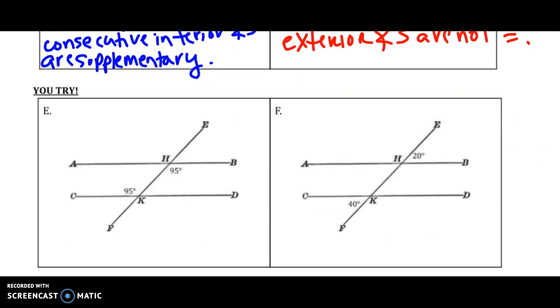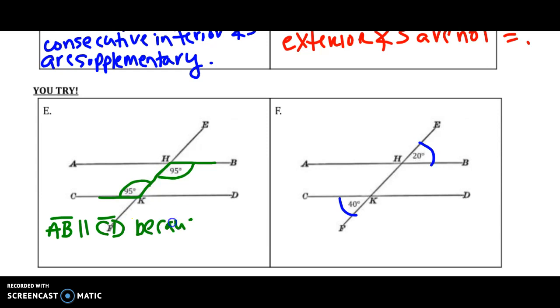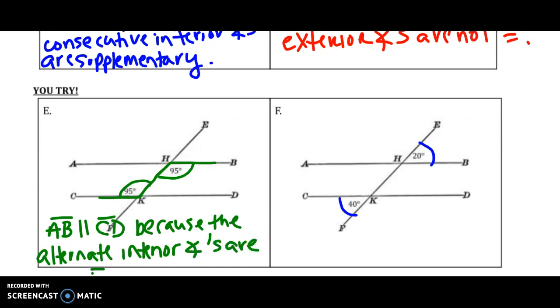Pause the video here, restart the video once you have answered both of these. At this point, I hope that you have tried E and F. So in E, they give us two angles that are inside the parallel lines on opposite sides of the transversal. So these are alternate interior. AB is parallel to CD, because the alternate interior angles are congruent.